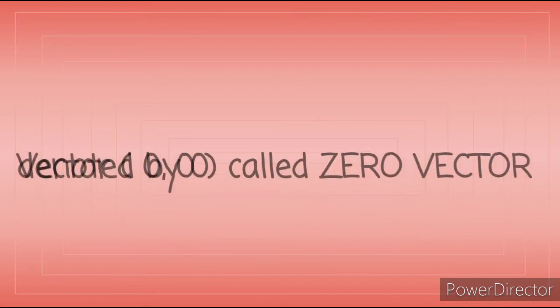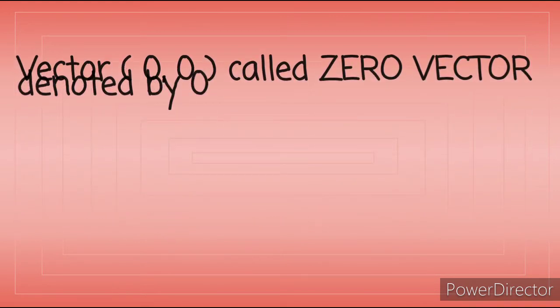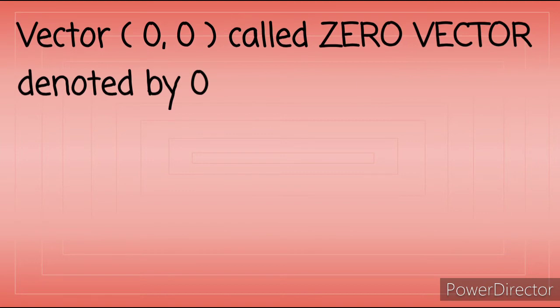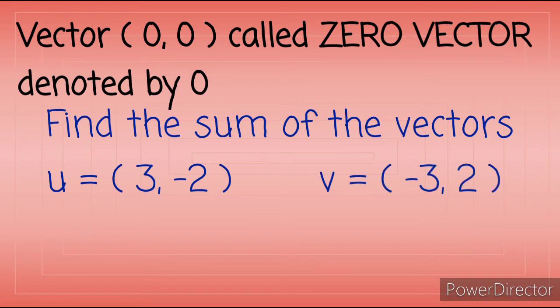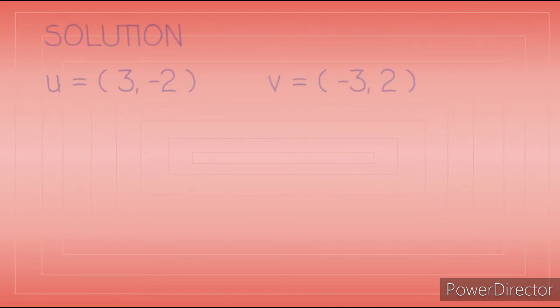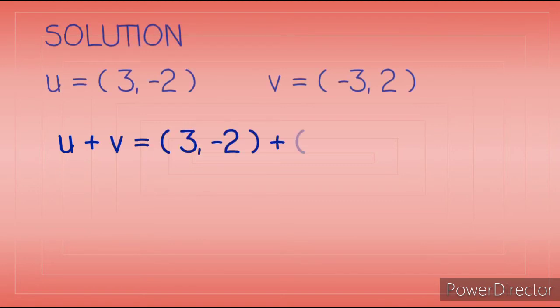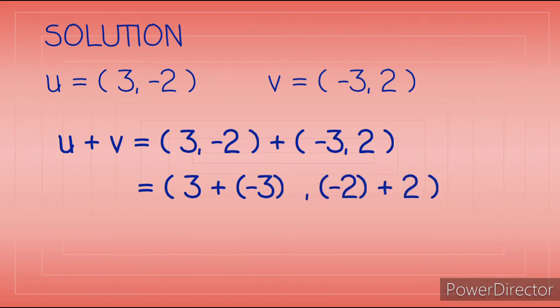Let's have another example. In this example, we will get the vector (0, 0), called the zero vector, denoted by 0. Find the sum of the vectors u = (3, -2) and v = (-3, 2). Solution. u + v = (3, -2) + (-3, 2) = (3 + (-3), -2 + 2) = (0, 0).